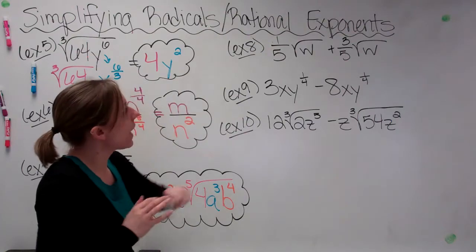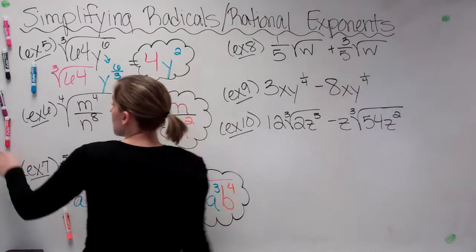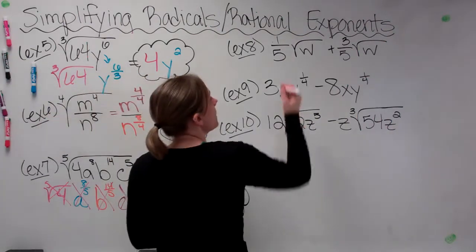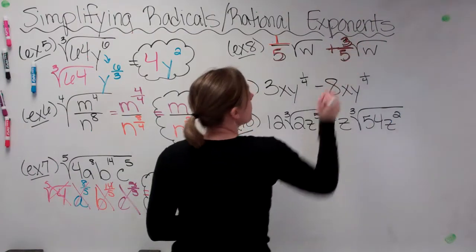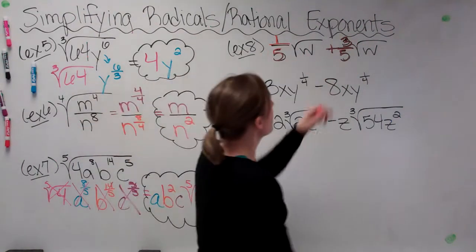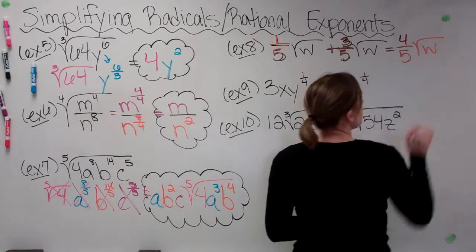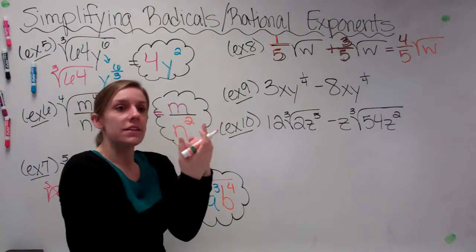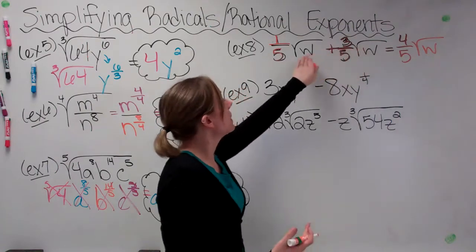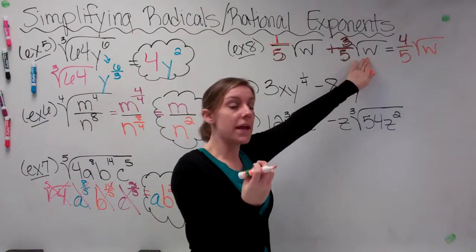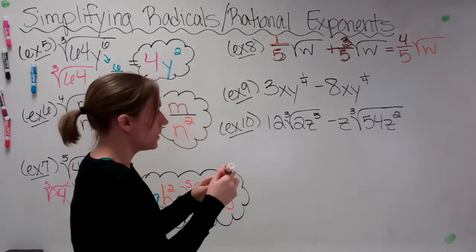This kind of goes back to our adding and our subtracting. The root W's match, so all we have to do is combine our 1/5 and our 3/5. Okay, so we just combine them. 1/5 plus 3/5 is 4/5 root W. All right, so whether we're talking about variables or numbers, as long as we're looking inside the root, that base, we need to make sure that they match. And then we could just combine the coefficients, the numbers up front.